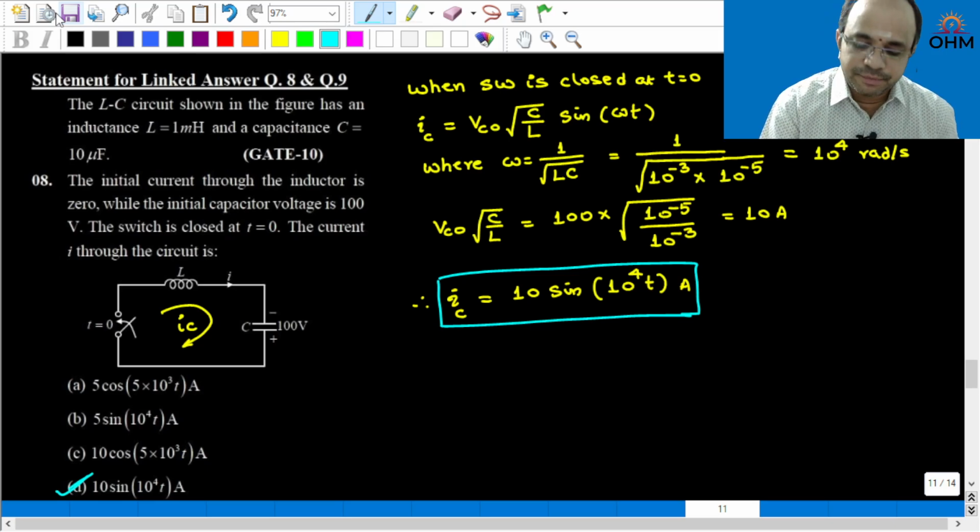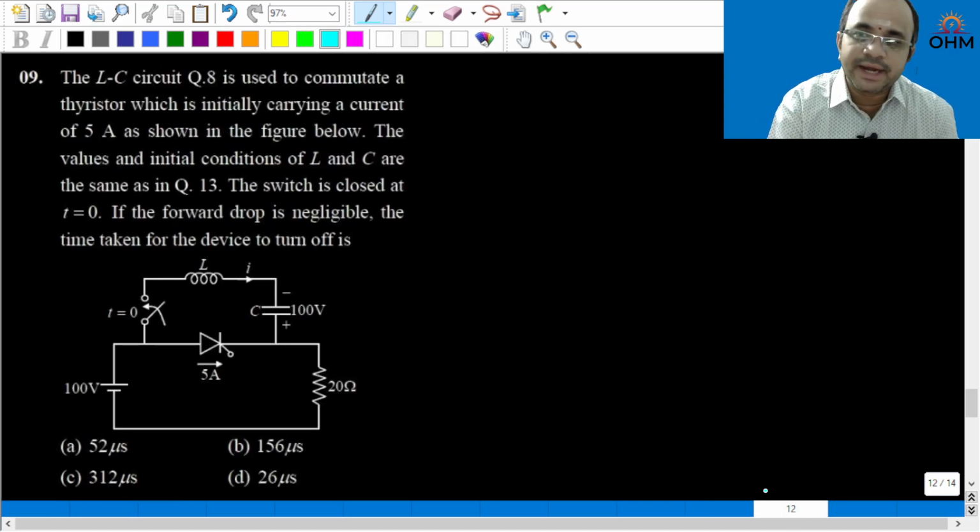Now, linked answer question means you got this equation, and this particular answer will be useful as a data point for the next question. That is what a linked answer question is. Earlier GATE questions were like that. Now, the LC circuit in the previous question, that is question 8, is used to commutate a thyristor which is initially carrying a current of 5 ampere as shown in the figure below. The values and initial conditions of L and C are the same as in question number 8. The switch is closed at t equal to 0. If the forward drop is negligible, what is the time taken for the device to turn off?